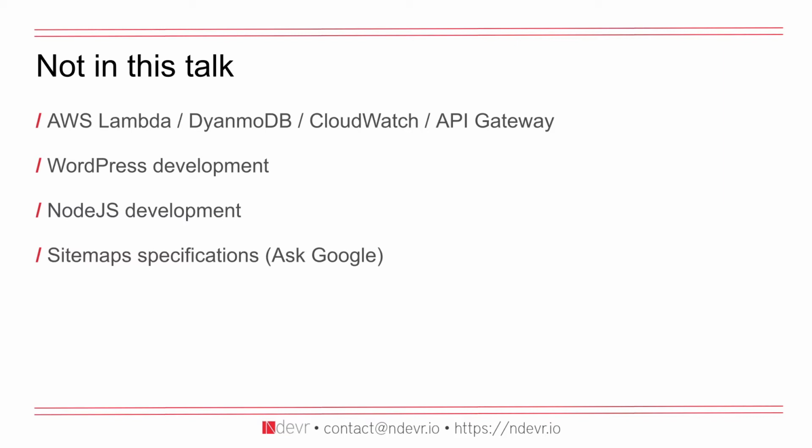I also won't go into too much detail on the sitemap specifications because Google has pretty good documentation on it, and I actually linked it on the later slides. You can go there directly to find out the requirements and limitations and the individual limits on the files and things like that on their website.